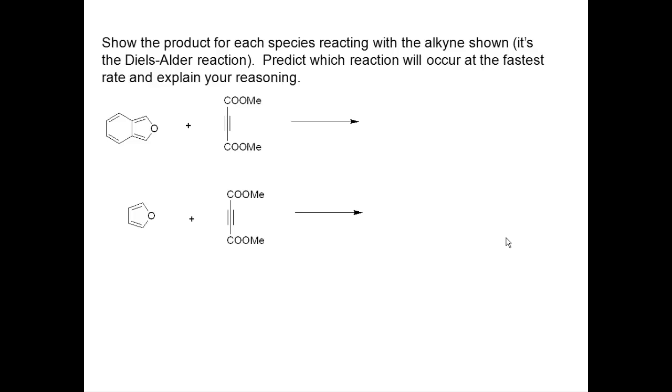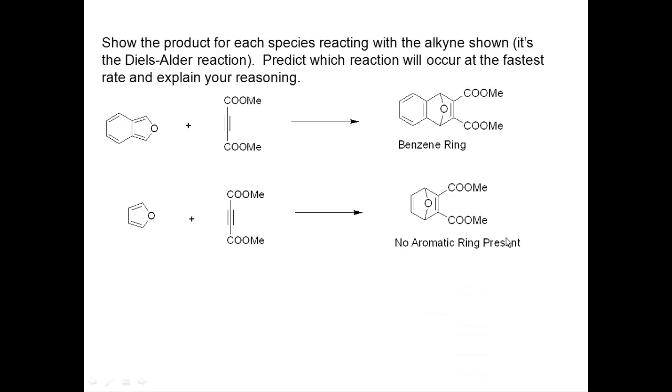Okay, let's look at another question. Which of these Diels-Alder reactions is going to occur at the fastest rate? Predict the product and predict which one is going to occur at the fastest rate. First, let's look at the two products.